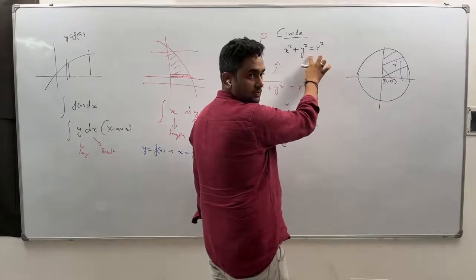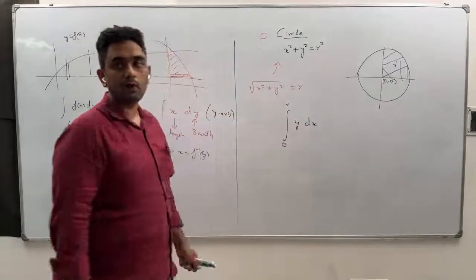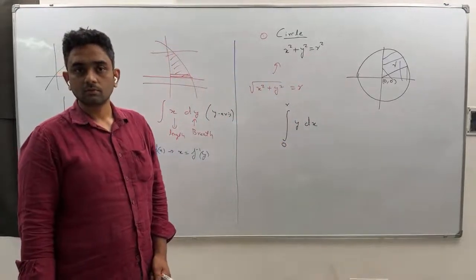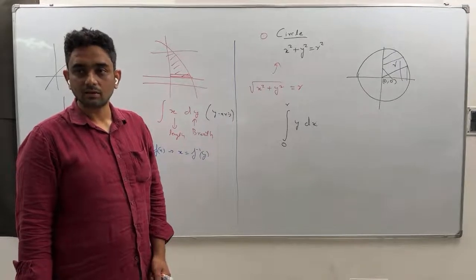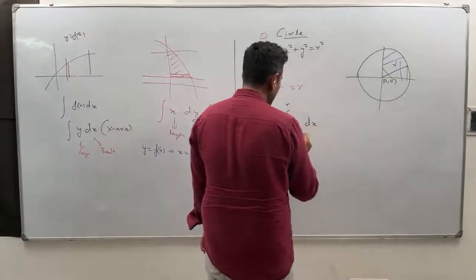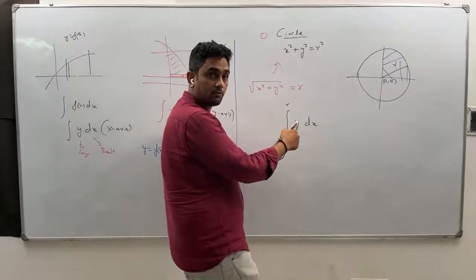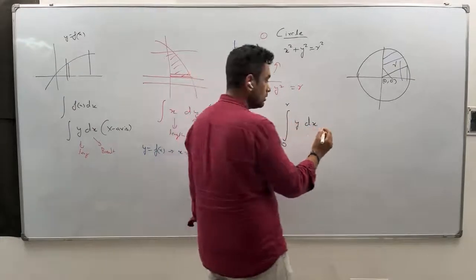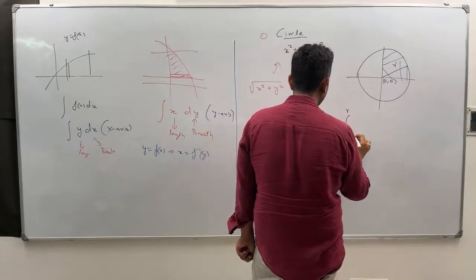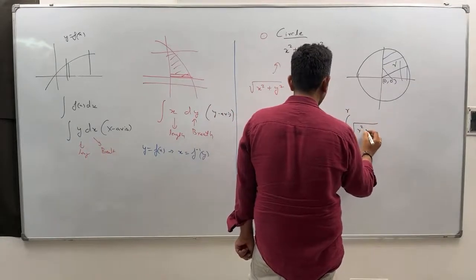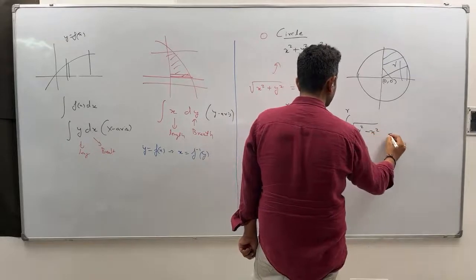Now this is the equation. If this is the equation, tell me what will be y? Will be root over r square minus x square. So can I say that this is 1/4 in one quadrant. So 1/4 of area will be 0 to r integral of root over r square minus x square dx.